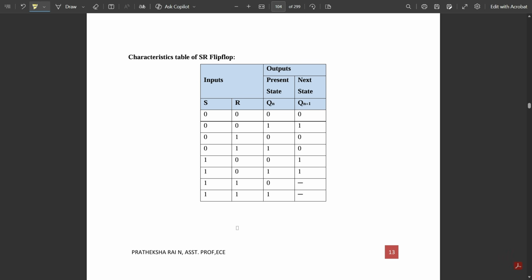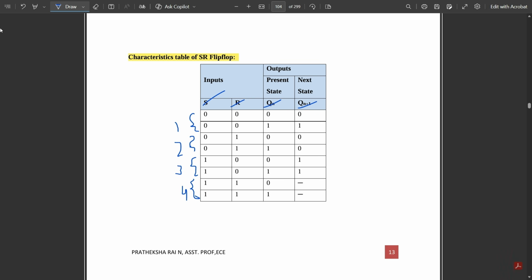You see here, this is the characteristic table of an SR flip-flop. There are totally two inputs, S and R. The outputs are the present state and next state. So I've made a pair of four combinations: 0 0, 0 1, 1 0, and 1 1. Totally there are four, right? For 0 0 we have two pairs, for 0 1 we have two pairs, for 1 0 we have two pairs, and for 1 1 we have two pairs.